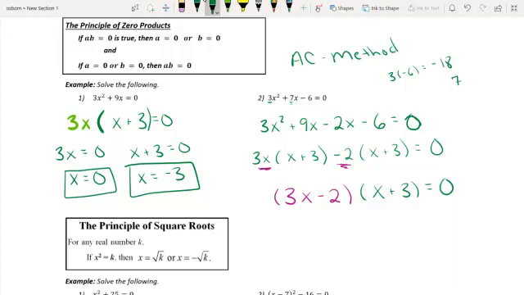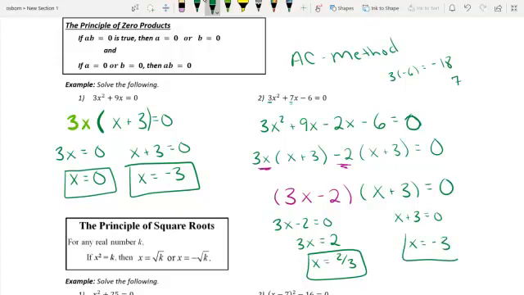So now that we have that original quadratic equation factored out, now I can use the principle of zero products to set each of these equal to 0. So I'm going to take this 3x minus 2, and I'm going to set that equal to 0. So that gives me 3x equals 2, because I add 2 to both sides. Divide both sides by 3, and that gives me x equals 2/3. So that's my first answer. And then I take x plus 3, set that one equal to 0, and that gives me x equals negative 3. So I have two solutions, which once again I can plug into my original equation to check.